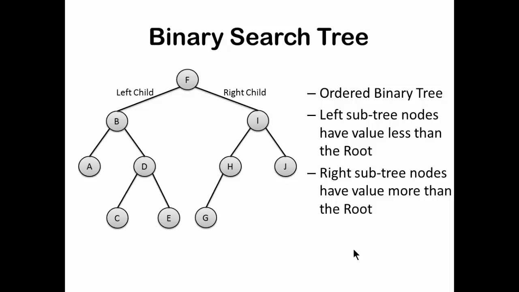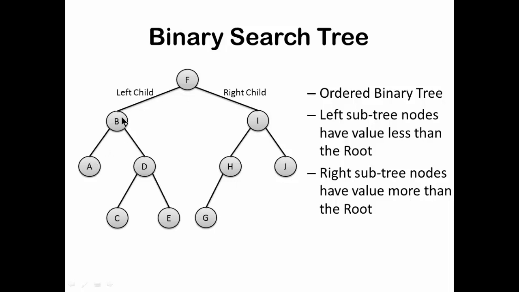The other restriction is that the values towards the left hand side of a node should be less than the node. Towards the right hand side, you should have values that are more than the node, right? So it is also called an ordered binary tree.